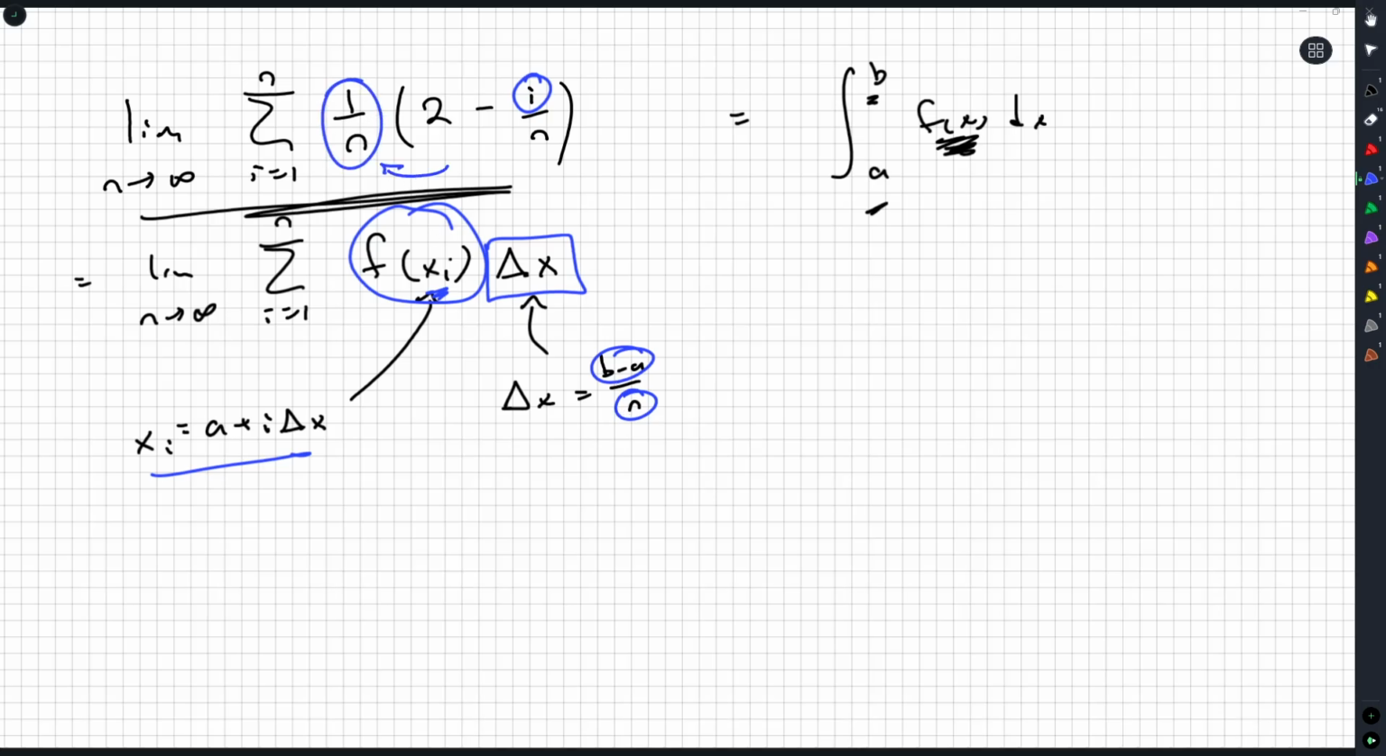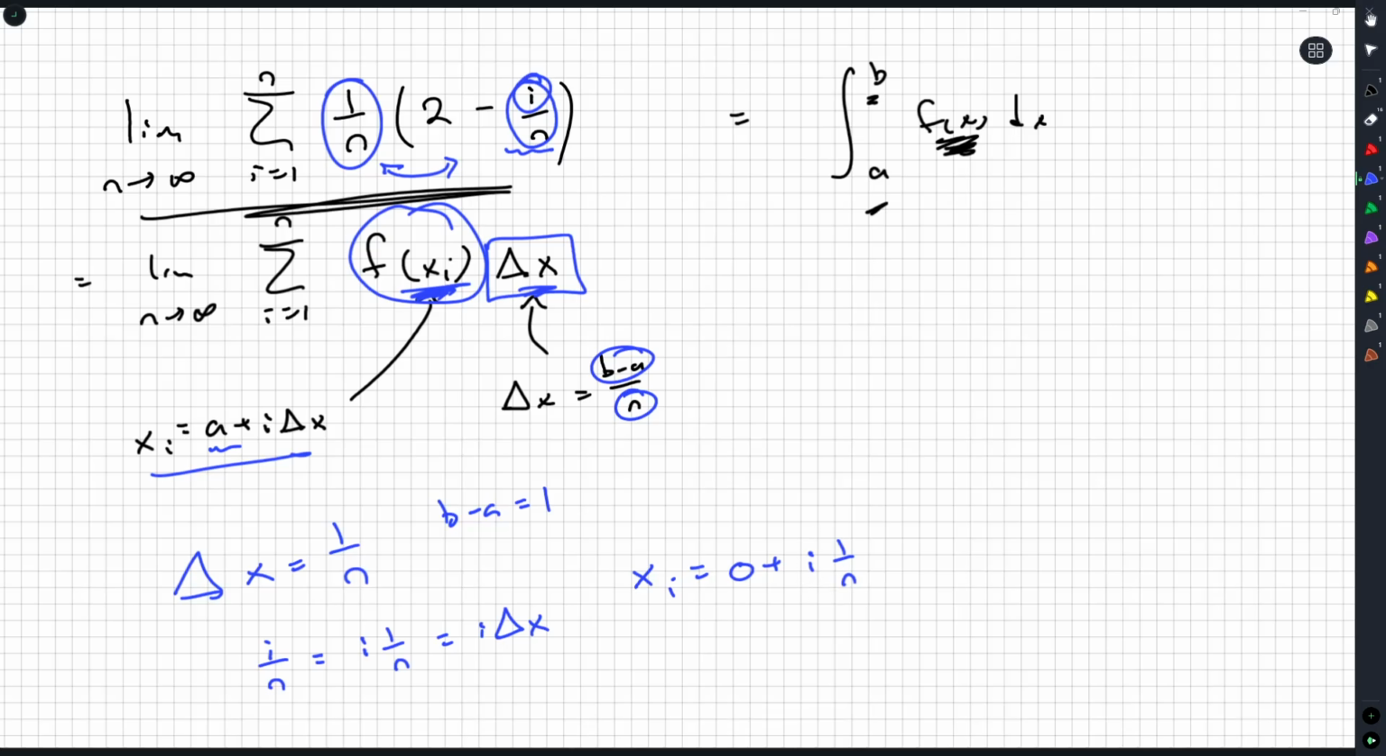So the order here is kind of reversed. I usually write f of x_i delta x, but we can see by matching things up, the delta x has to be 1 over n. And that means that b minus a has to be 1. Okay. Now, it doesn't tell me what b is. It doesn't tell me what a is, but we're getting there. The other thing we see, we've got i over n. Well, i over n is i times 1 over n, which is i delta x. And I don't see anything added with it, so I feel confident in saying, okay, the x_i's are 0 plus i times my delta x. So they're just i over n. Now, this is one of the things you can do.